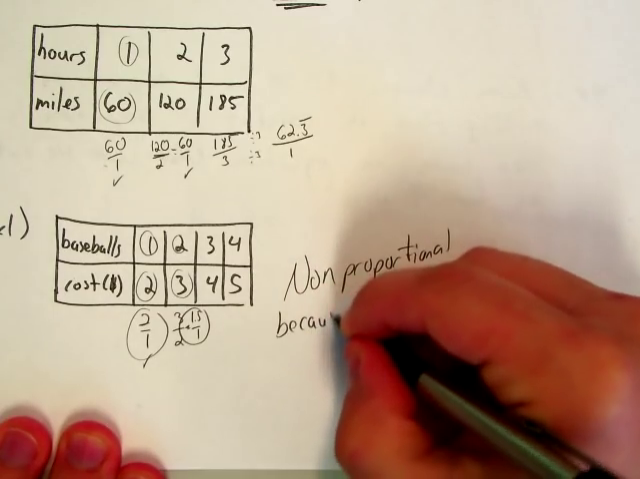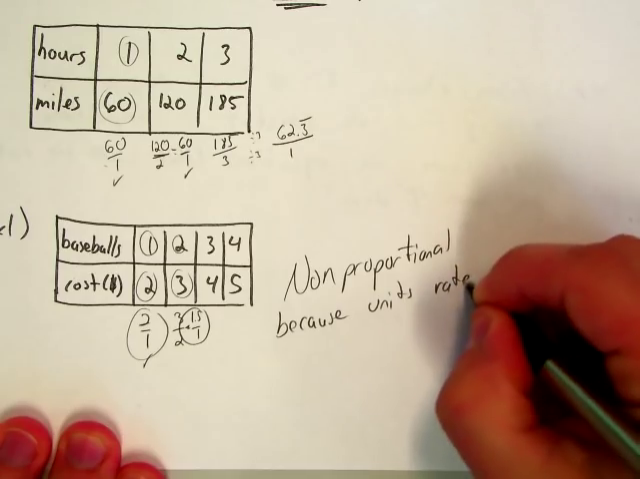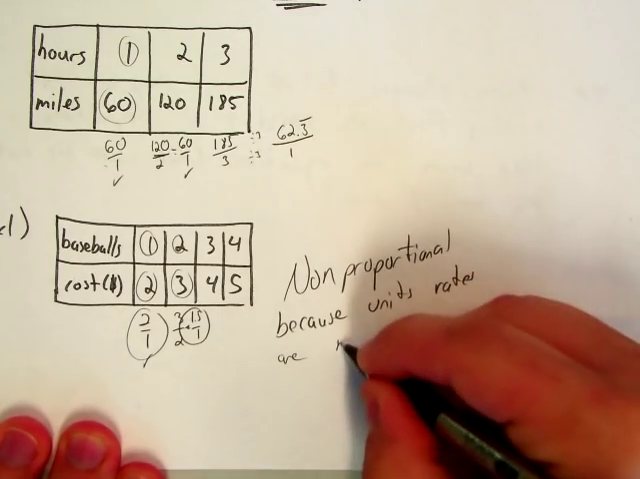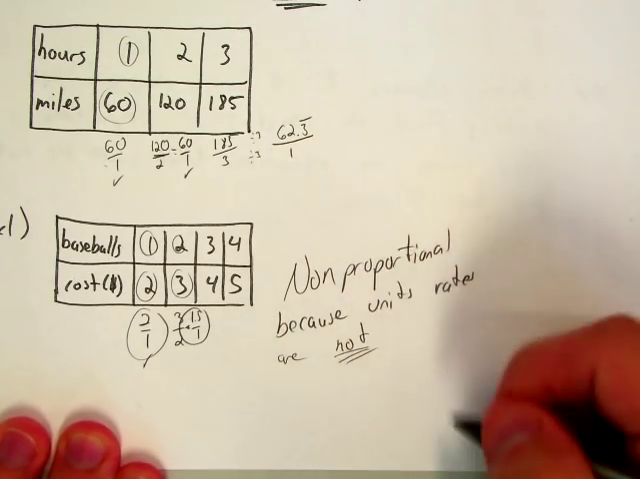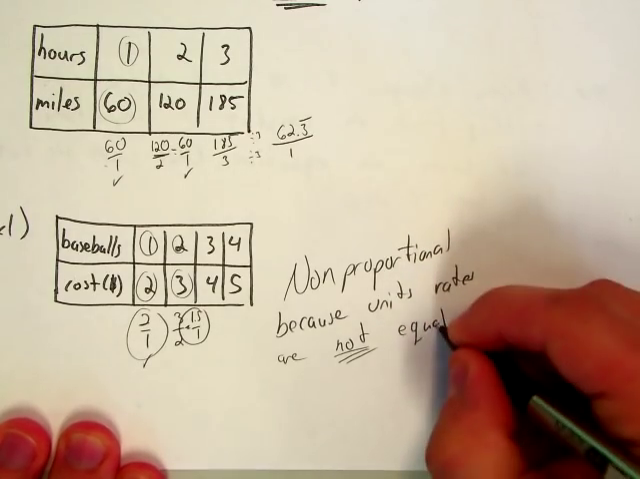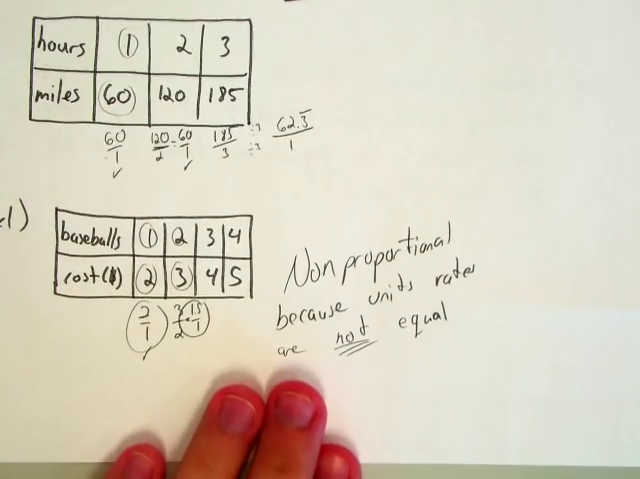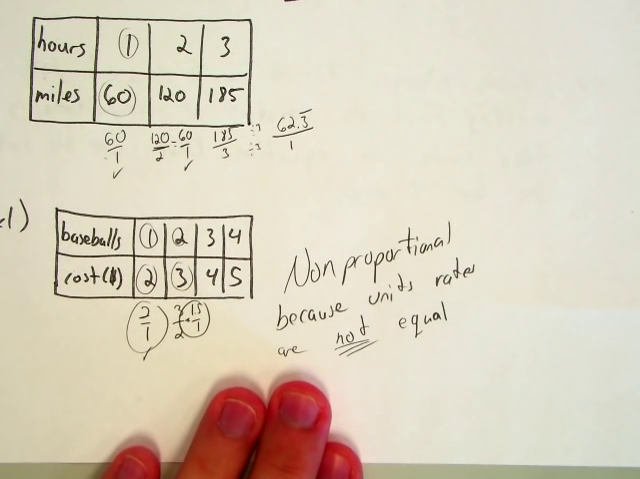because unit rates are not, that is the key word here, not equal. So because those unit rates are not the same, this is a non-proportional relationship. It is still linear, but linear and proportional are two different things.